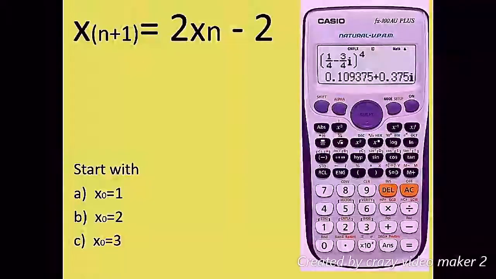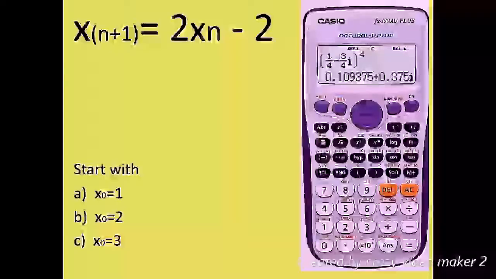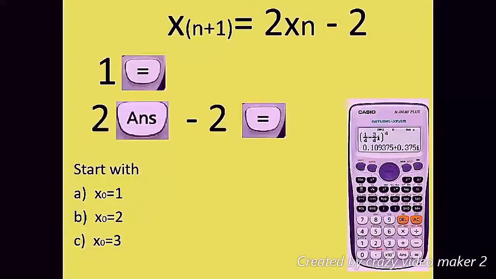So this is what I want you to do. I want you to do the sequence of 2x minus 2. I want you to do it with 1, 2, and 3. So start with 1, times it by 2 minus 2, and do it over and over and over again. Now your calculator can help you out. Your calculator is really smart at doing this.